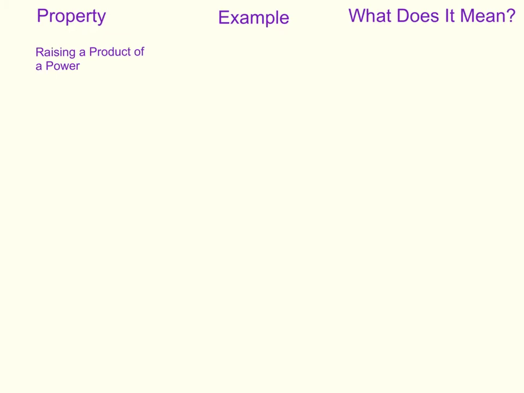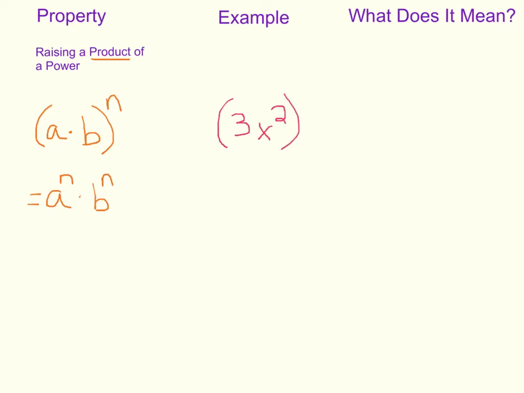Alright, next property, raising a product to a power. Product means multiplication. So if you have some sort of multiplication inside parentheses, a times b to the power of n, the property says your answer would be a to the power of n times b to the power of n. So an example, in parentheses, 3x squared, there's your product because it's 3 times x squared, to the power of 4.